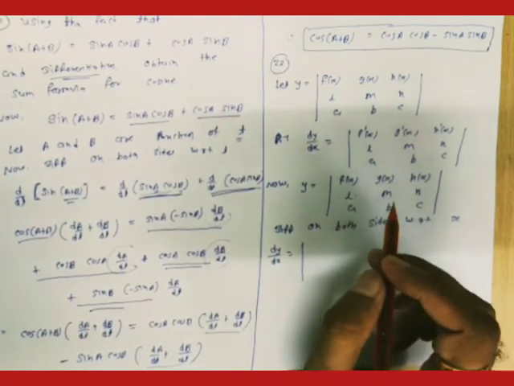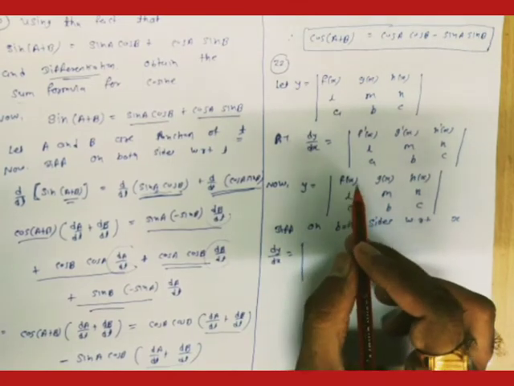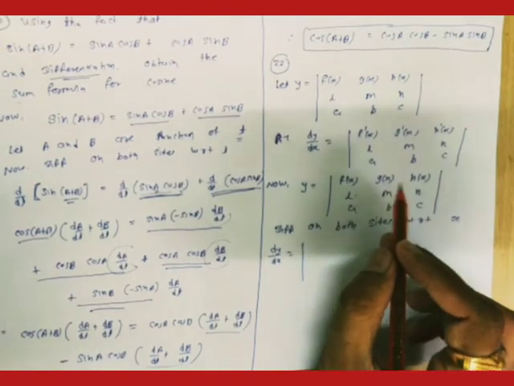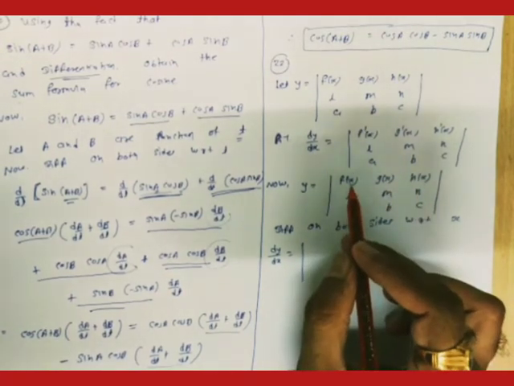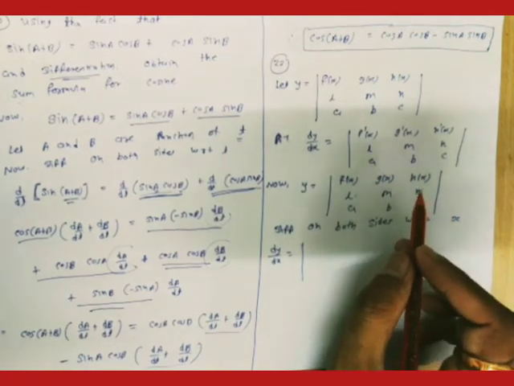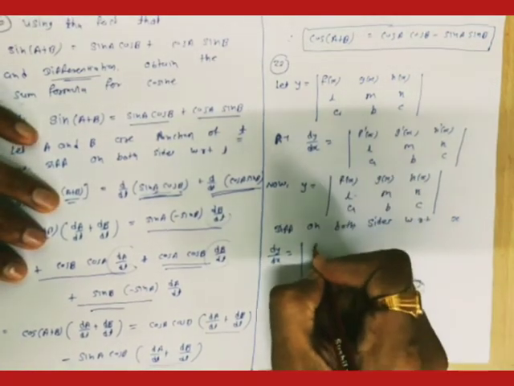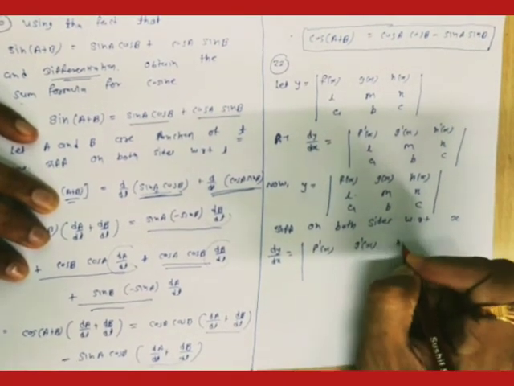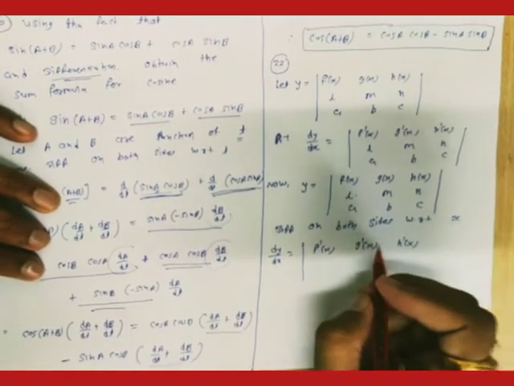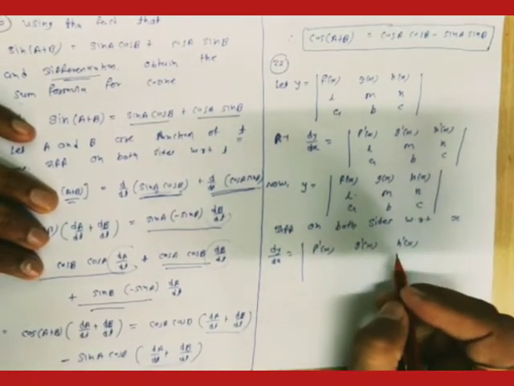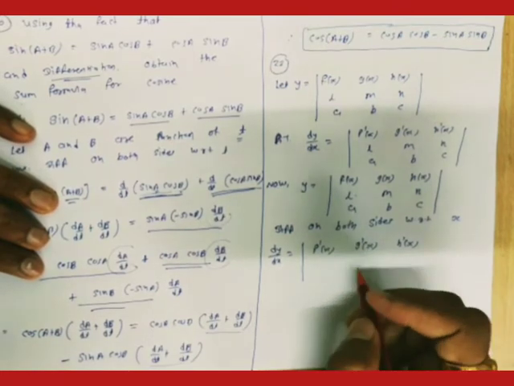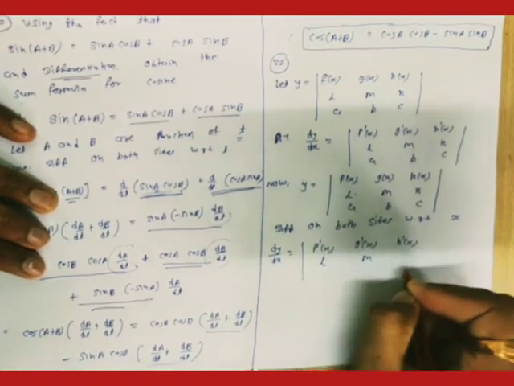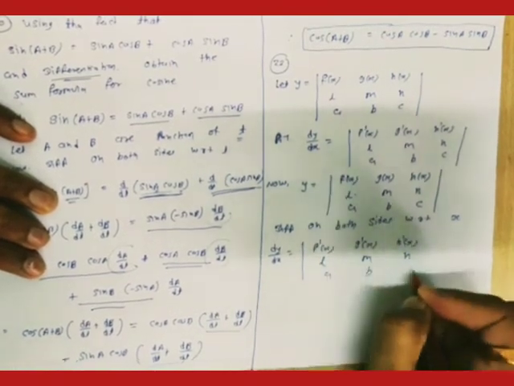So what you have to do? First step, you have to consider the differentiation of only the first row. So what is the differentiation of the first row? It's f dash x, g dash x, and h dash x, because f, g and h are functions of x. So differentiation of f of x is f dash x, of g of x is g dash x, of h of x is h dash x. Here you perform the differentiation of the first row, and keep the remaining two rows as it is: l, m, n and a, b, c.